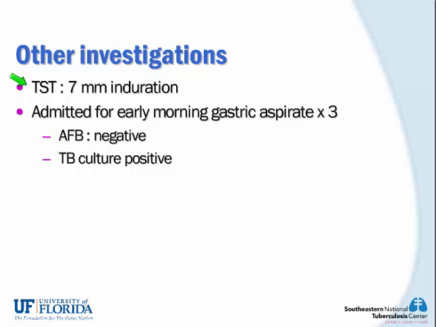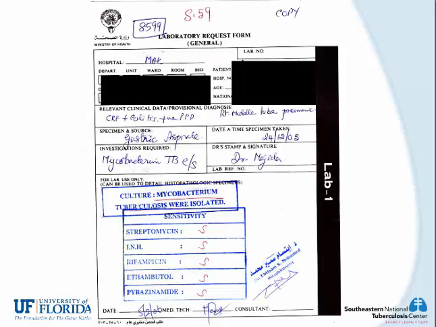She was admitted for early morning gastric aspirate for 3 days. That was taken. Unfortunately, the acid-fast bacilli were negative, but subsequently the TB cultures were positive. And let's look at the result of her aspirate, and you can see here. Okay, so the culture has shown Mycobacterium tuberculosis, which is pan-sensitive to all anti-TB medication.